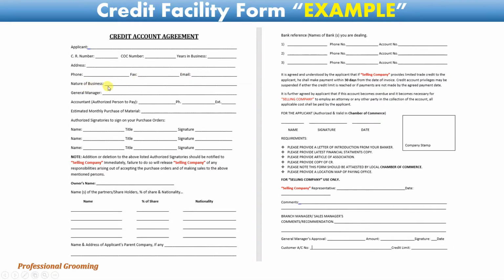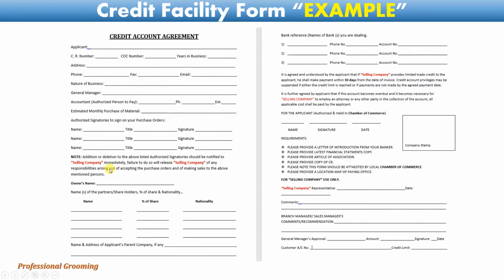They have to mention the nature of business, what business they are doing. They have to mention the general manager name here and the accountant authorized person to pay, the accountant whom we need to follow up with for the payment, his phone number and his extension. They also have to mention how much material they want to purchase on a monthly basis, like estimated monthly purchase of material. After that, authorized signatories to sign on your purchase orders. So when they issue a purchase order, who will sign the purchase order? They have to mention the names here.